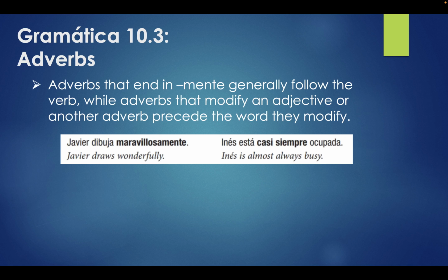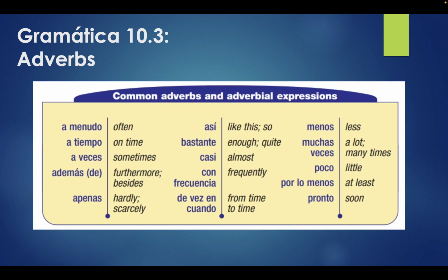So basically the ones that end in mente are going to come after your verb. The ones that do not end in mente are going to come in front of whatever word they're modifying, whether that's an adjective, an adverb, or a verb. Okay? So we'll give you some practice, don't worry.